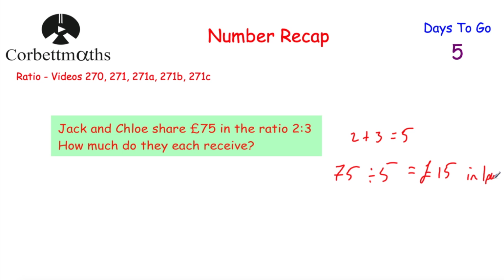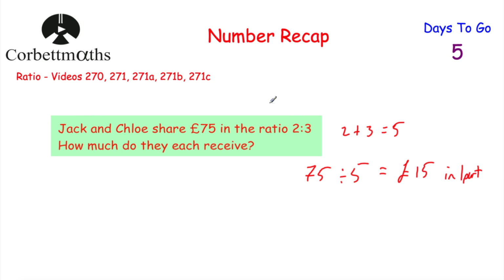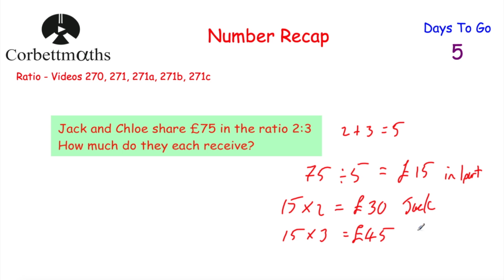Now Jack gets 2 parts, so we take the £15 and multiply by 2, and that tells how much Jack gets, which is £30. In terms of Chloe, she gets 3 parts, so we take the £15 and multiply by 3. 15 multiplied by 3 is equal to £45. So that means that Chloe gets £45. So to share a quantity in a given ratio, you add together the parts in the ratio. You then take what you're sharing and divide it by that answer. And then you multiply that answer by each of the numbers in the ratio, and that'll tell you how much each person gets. And that's it.